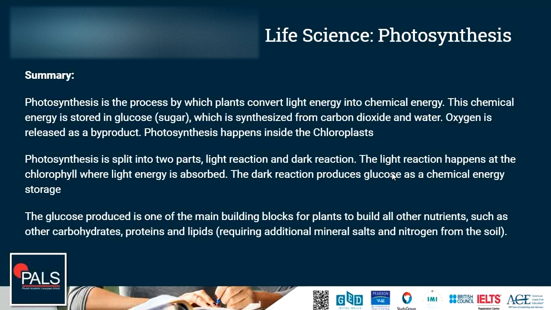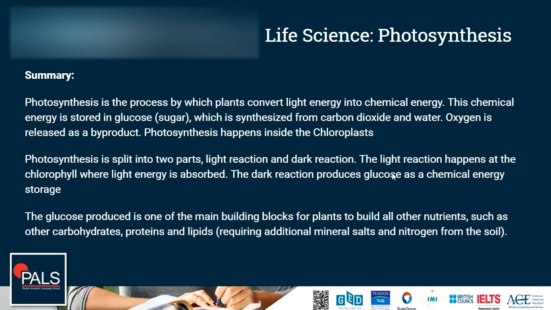The light reaction requires water, produces oxygen, and happens at the chlorophyll inside the thylakoids where light energy is absorbed. It produces ATP and NADPH, small energy, unstable molecules. The dark reaction produces the glucose in the Calvin cycle. Many chemical reactions and enzymes are involved here. This happens in the stroma, and the glucose is produced from the ATP and NADPH and serves as an energy storage.